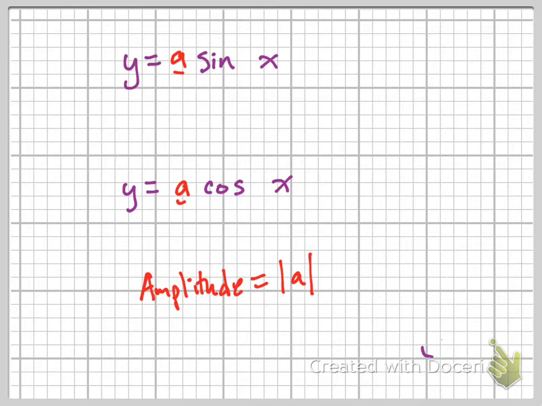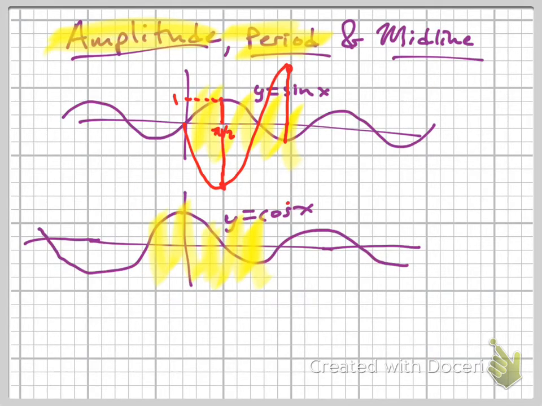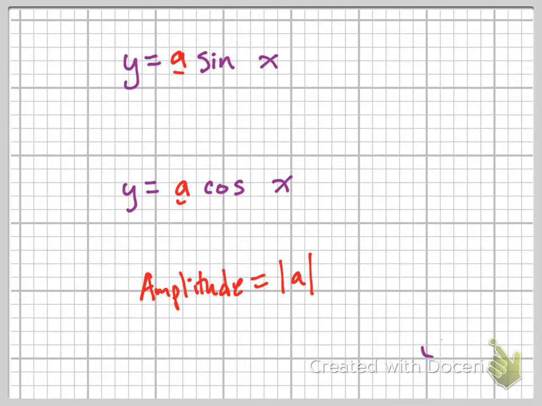The period is a horizontal measurement. It's how long it takes for the graph to repeat. And we know the normal period for the parent function, for both sine and cosine, is 2 pi. But when we multiply the input, often it's nice for us to have parentheses here, that's what causes a horizontal stretch or shrink. But it has an inverse relationship.